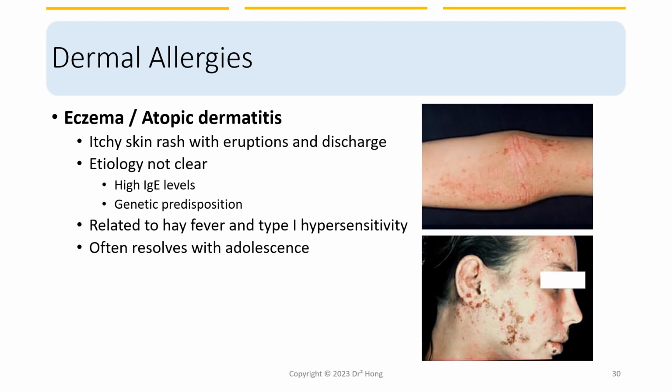Another type of dermal allergy is a disease commonly called eczema or atopic dermatitis. Now, the etiology is not well understood, but it is associated with a high level of IgE, and oftentimes it resolves with adolescence. In eczema, it is characterized by an itchy skin rash with some eruptions and sometimes some discharge, and it is related to hay fever and type 1 hypersensitivities.